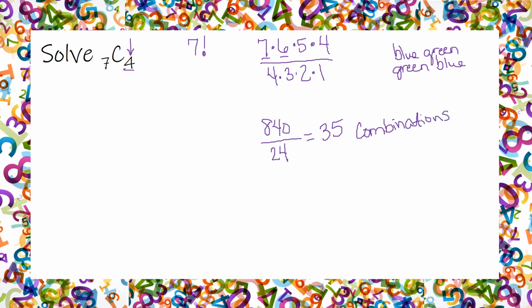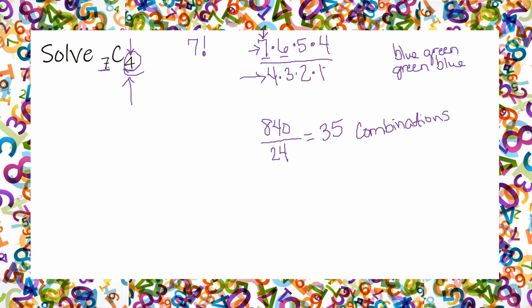So again, what we did, we look at this number here. That is what we start with right here. Then we count down 4 spots. So 7, the next number down is 6, then 5, then 4. That's 4 numbers here on this line. Because it is combinations, we divide by the second number, which is that 4 here, factorial.